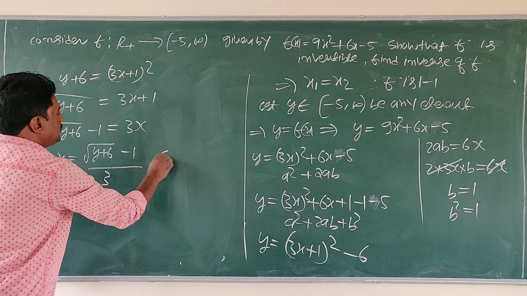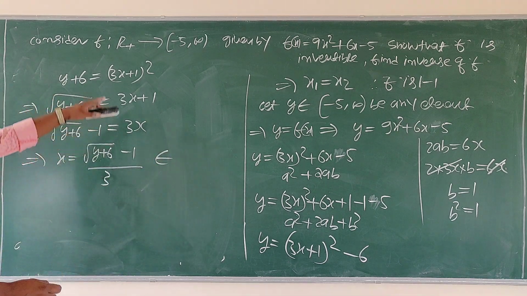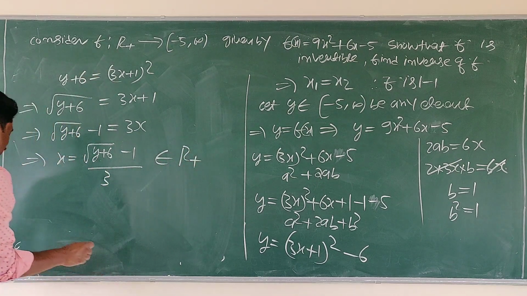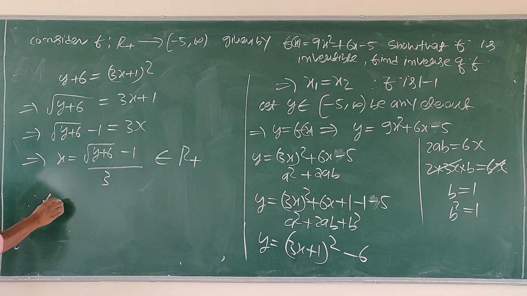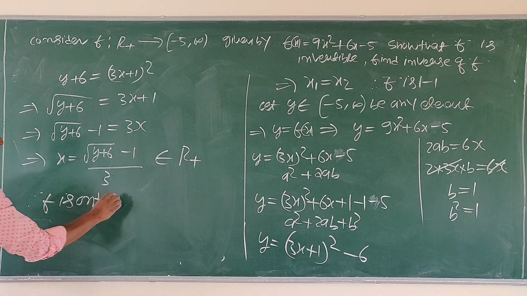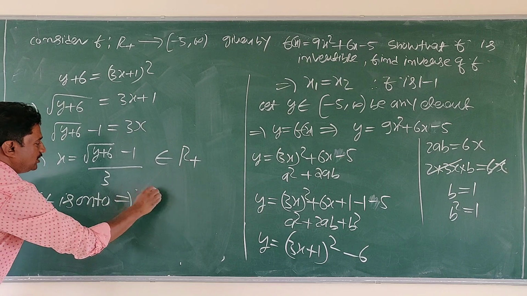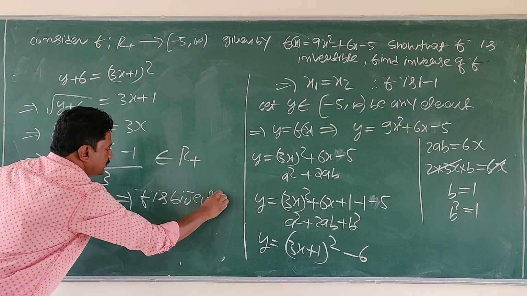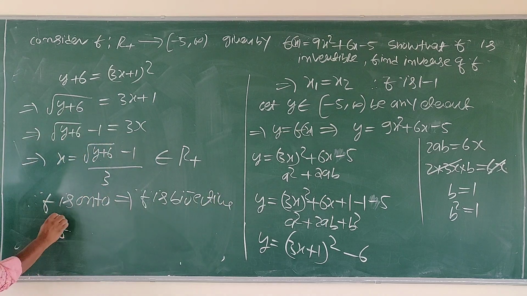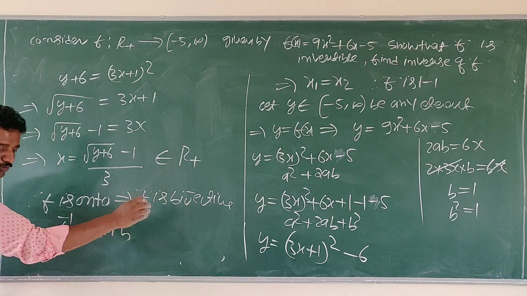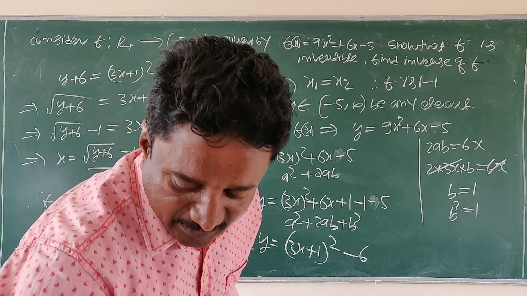This belongs to the first set. Tell me the first set, students. R plus. Therefore, f is onto. That implies f is bijective. f inverse exists. To find f inverse.